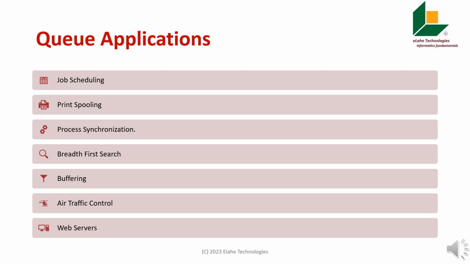Queues are also used as buffering, to hold data arriving at a rate faster than the rate at which it is consumed. Queues are used in traffic simulators. For instance, flights waiting for approval from air traffic control for departure from a runway at an airport can be represented using a queue. In web servers, queues are often used to handle incoming requests.